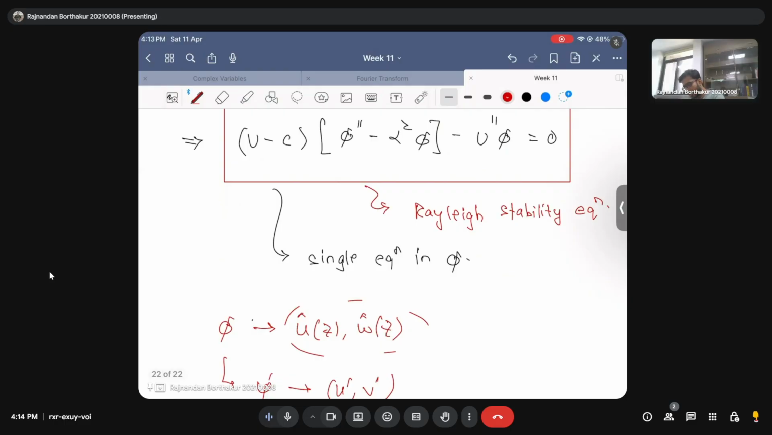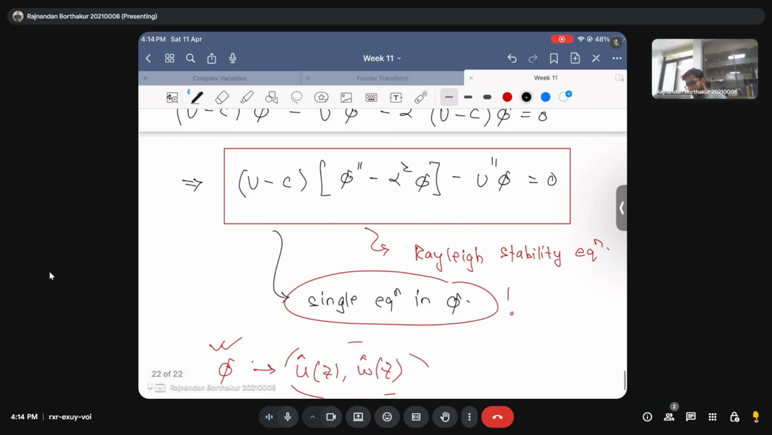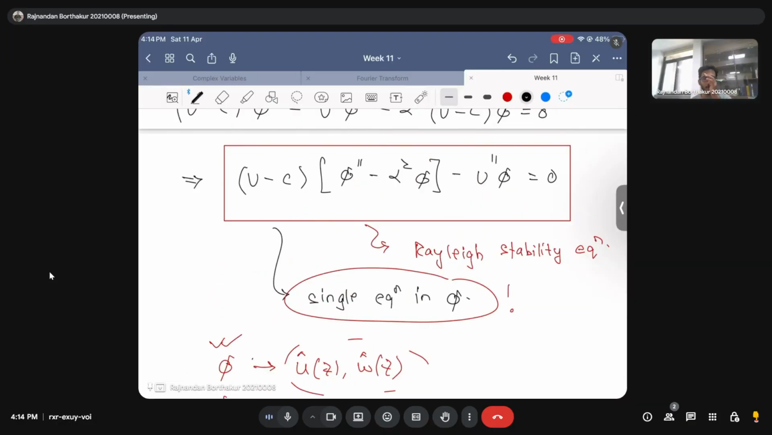So the important bit is this is a single equation in phi, and we just need to solve for this phi. And it is more interesting that, although the perturbation quantities were dependent on multiple independent variables, let's say x, z in case of 2D, and time, we see that eventually the Rayleigh stability equation just reduces to an ODE, and in fact it's a second order ODE.